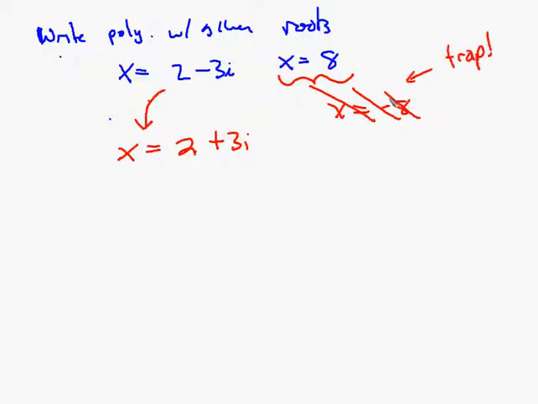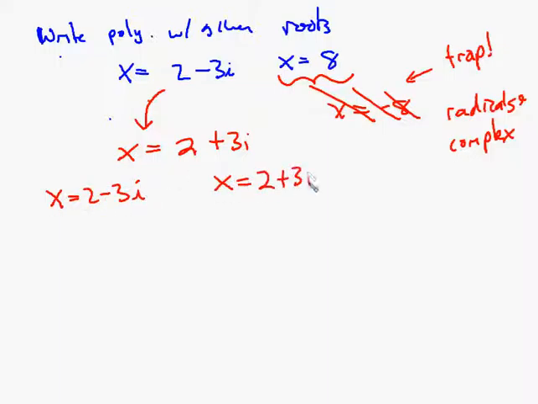The conjugate root theorem is going to apply for radicals and complex numbers. It does not apply just to this, okay? It didn't before and it doesn't now. Okay, so I have these roots. So I have x equals 2 minus 3i, I have x equals 2 plus 3i, and I have x equals 8. And I'm going to write the polynomial.